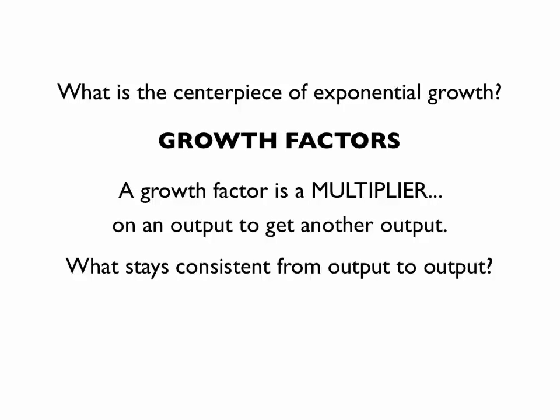So what stays consistent from output to output? So yes, the growth factor stays the same, but then what else stays consistent from output to output? The initial output. Okay, but yeah, the growth factor stays consistent, but something else. Saying that you have exponential growth is also saying that you have constant what? Percent change, right? The percent change stays the same. Multiplying by the same number means increasing or decreasing it by the same percent every time.